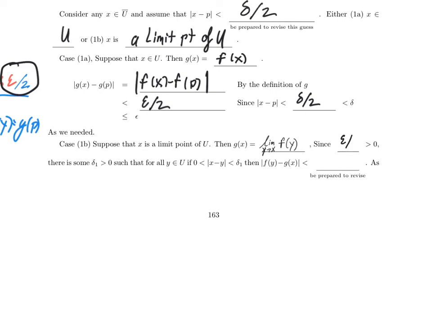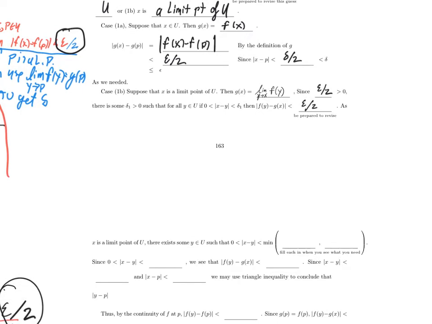Since epsilon over 2 is bigger than 0, there exists something that in the scratchwork I call delta 1, but in the scratchwork I'm never in the exact same mindset as when I'm doing my actual typing of notes. So there's some delta prime, I'll call it delta 1, such that for all y in U, if 0 is less than the absolute value of x minus y is less than delta 1, then the absolute value of f of y minus g of x is less than whatever positive number you want. All right, since this is a positive number, I can put that positive number there. All right, so let's keep it going.